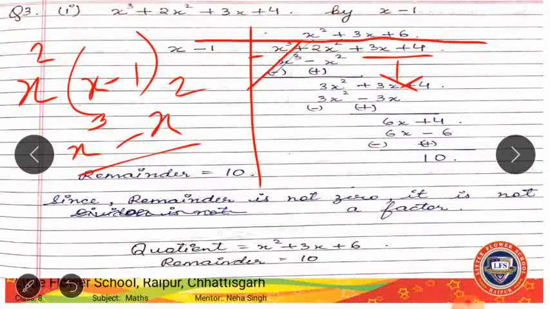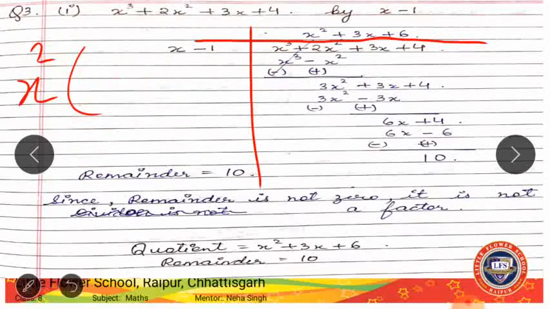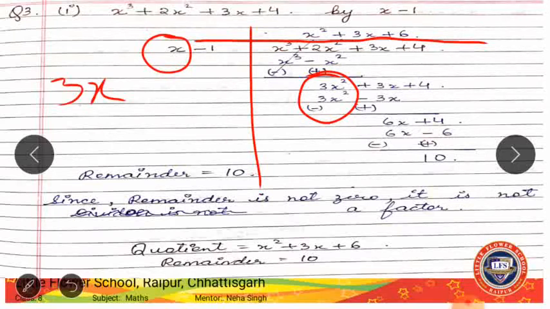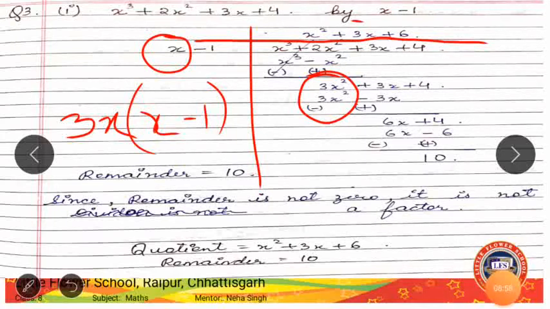So now what we'll do next? We will now divide this 3x square with x. We have to repeat the step, 3x square with x. So what will happen? x and x will get cancelled. We are left with 3x. So 3x will be the second term of the quotient. Now this 3x will be multiplied by x minus 1, right? This 3x will be multiplied by x minus 1.